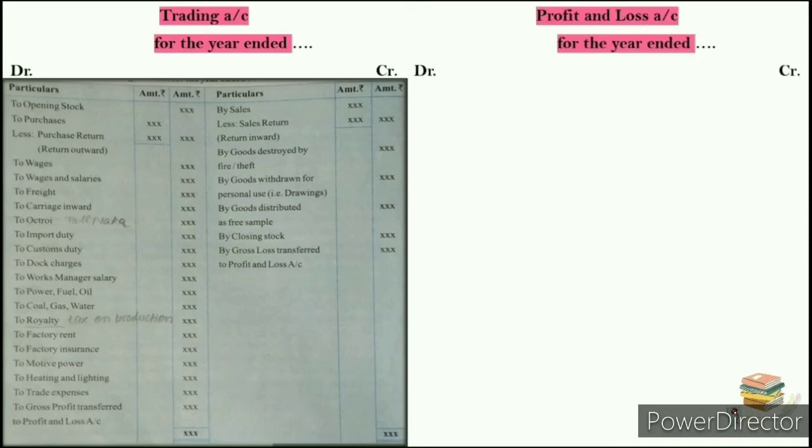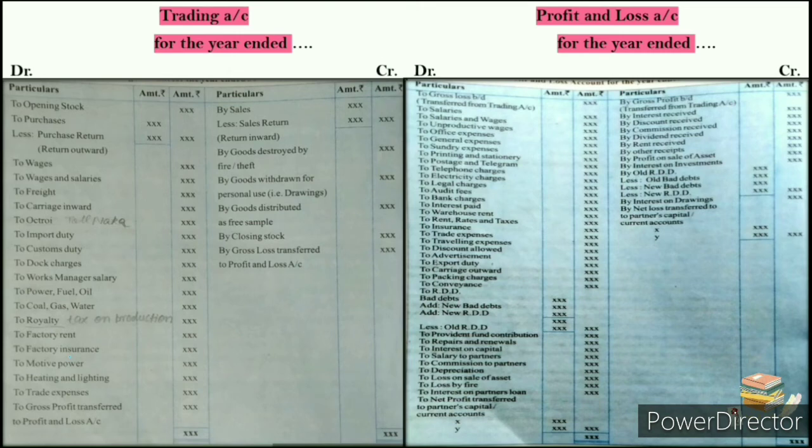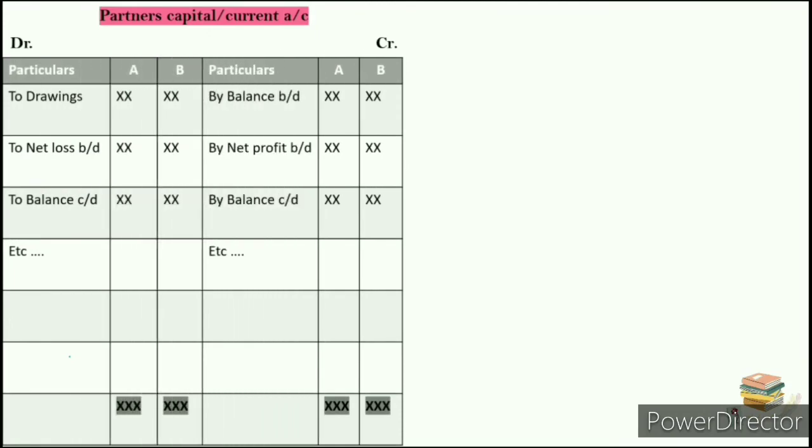Further, we are moving to profit and loss account for the year ended. Debit, credit and the same T-shaped format is to be followed, but the difference is all indirect expenses are written on the debit side and indirect profit is written on the credit side. Further, we are moving on to partner's capital account or partner's current account, which is an optional account wherein on the debit side drawings by partners are mentioned and all the balances of the partners are mentioned on the credit side.